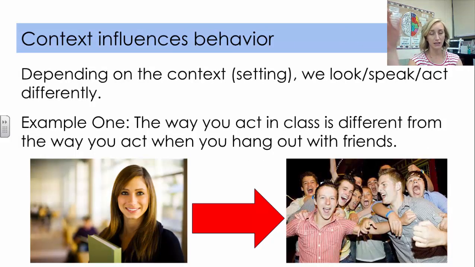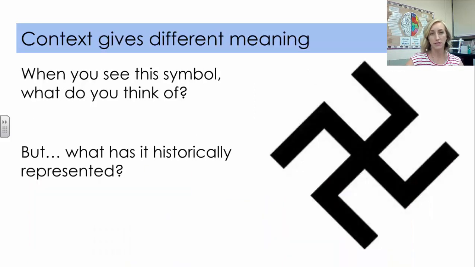Think of context in everyday life. It's influencing your behavior. So depending on the context or the setting you find yourself in, we look, speak, and act differently. So for example, you act one way in class, and that's different from how you act when you're hanging out with your friends. And of course it should be, but that's because of context. You're not in school with your friends, meaning with the goal of having fun with your friends, right? And so it looks a little different than on a Friday night when you're out with your friends and having a good time. Context also gives different meanings.